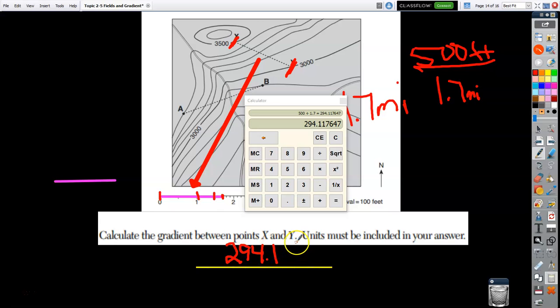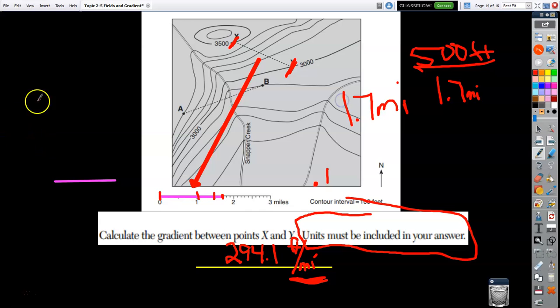294.1. And again, units are going to be feet/mile. And you see they did write that. This was off of Regents. They put units must be included. So if a kid just wrote 294.1 and forgot to write the feet per mile, they lost a point. By the way, everything on a Regents is only worth 1 point. So in that case, the kid could have done the math the right way, but forgot the feet per mile, loses the whole point, which really stinks. So you want to make sure you put everything there accurately.